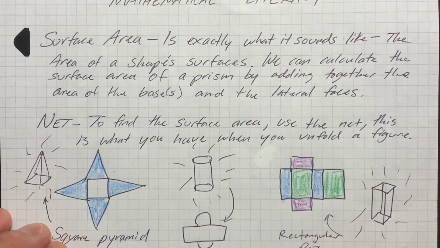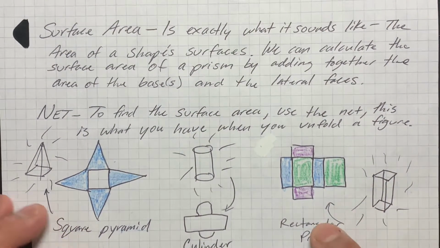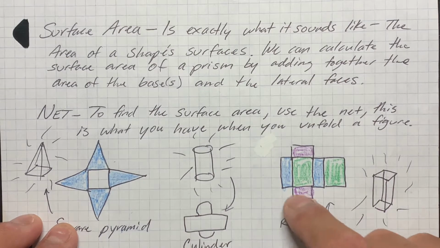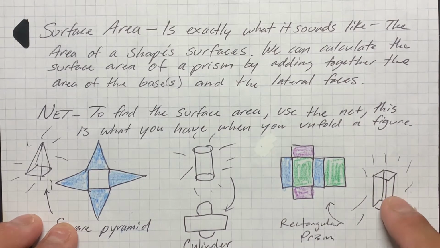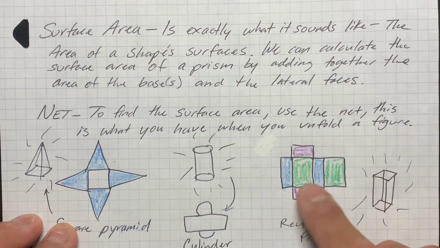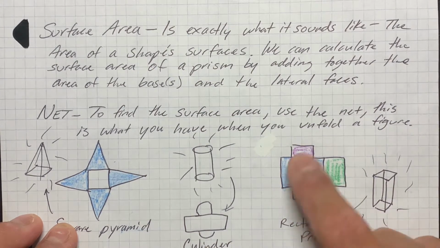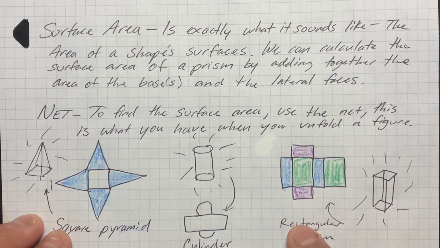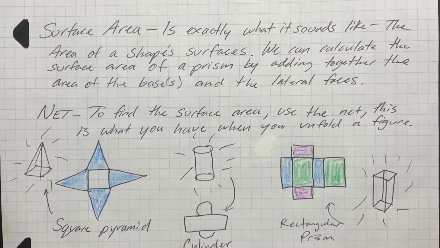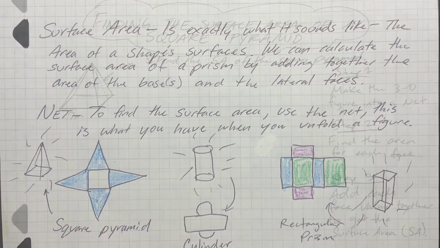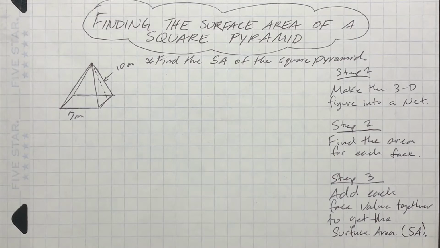Same thing with this rectangular prism. What we do is we unfold the three-dimensional figure, we flatten it out, and again we have 1, 2, 3, 4, 5, 6 faces. And we find the area for each face and add them all up. That's what we do and what we mean by finding the surface area of a prism or finding the surface area of a pyramid. Alright, ladies and gents, here's our first example.